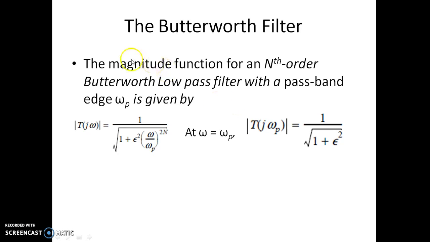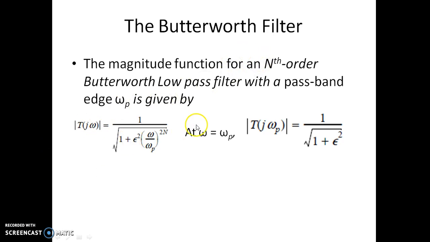Just have a look at the magnitude function of an nth order Butterworth low pass filter with a passband edge omega p, which is given by... Now we are looking at the magnitude transfer function of the nth order filter, which is given by 1 over under root of 1 plus epsilon square multiplied by omega by omega p to the power 2n. So this is the expression for the magnitude of a Butterworth filter of nth order.